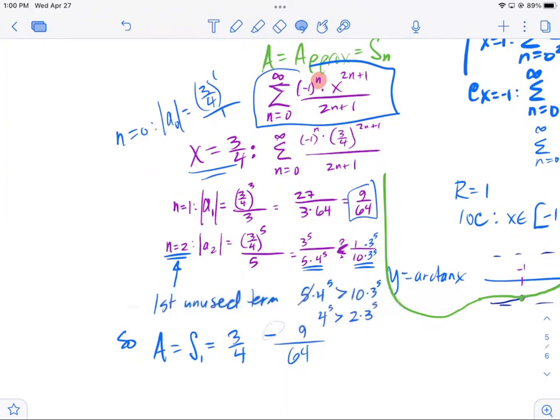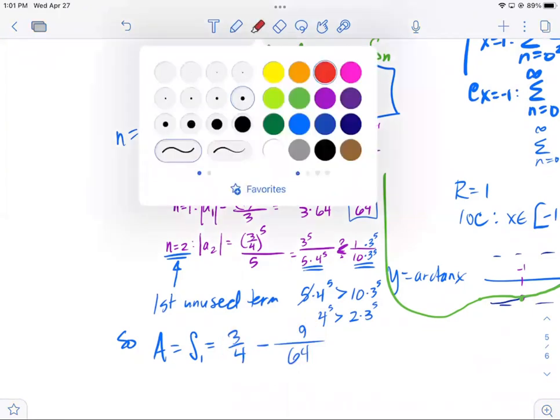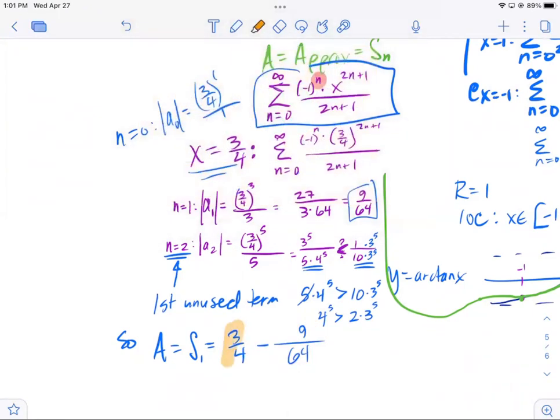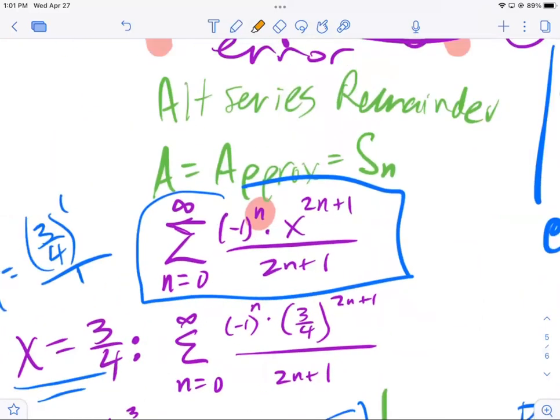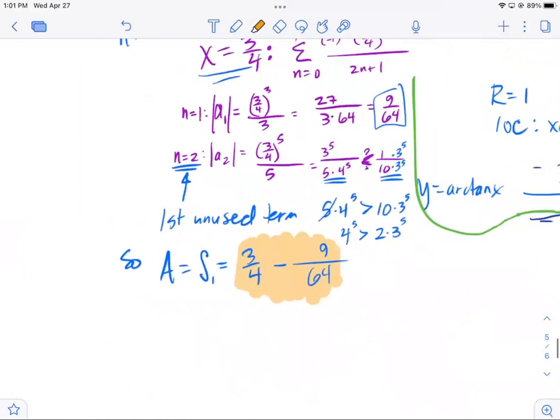So it was a simple idea, right? We know that for the partial sum, which they're calling A here, to be within a certain margin, I need to figure out when the absolute value of the first unused term is less than a tenth. And trust me, without a calculator, they're not going to make it like the 4th or the 5th term, right? But if you had a calculator, you can do it a lot more quickly. And remember, you don't have to worry about the alternator because we're just talking about error bound.